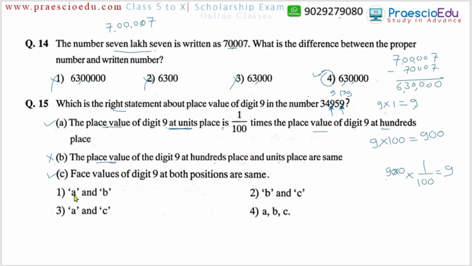Now in option 1, A and B are the right statements? No, B is not a right statement, so wherever B is mentioned, that is not our correct option. Here also A, B, C are mentioned, so option 4 is the incorrect one. So A and C, which is option number 3, is the correct option.